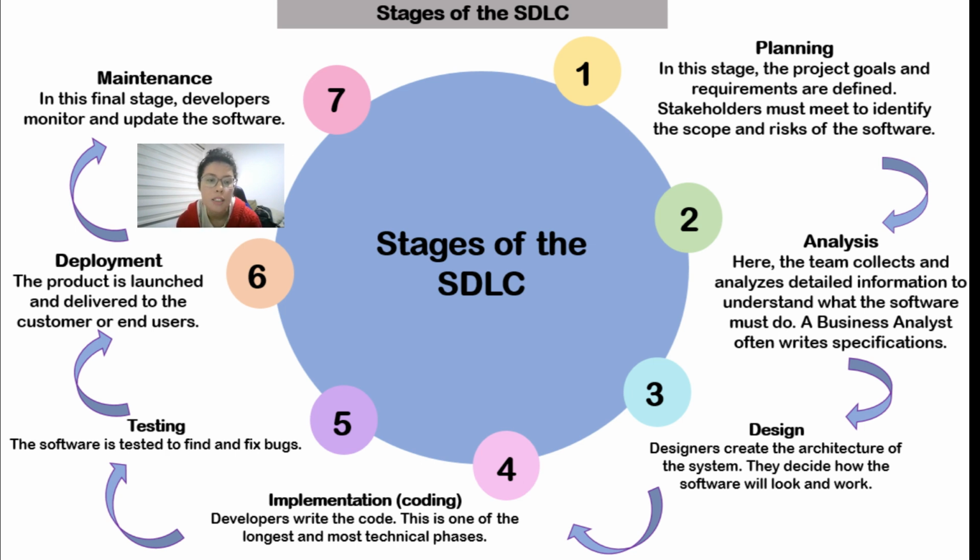Fourth stage is implementation, coding. Developers write the code. This is one of the longest and most technical phases. Fifth stage is testing. The software is tested to find and fix bugs. Sixth stage is deployment. The product is launched and delivered to the customer or end users. Seventh stage is maintenance. In this final stage, developers monitor and update the software.